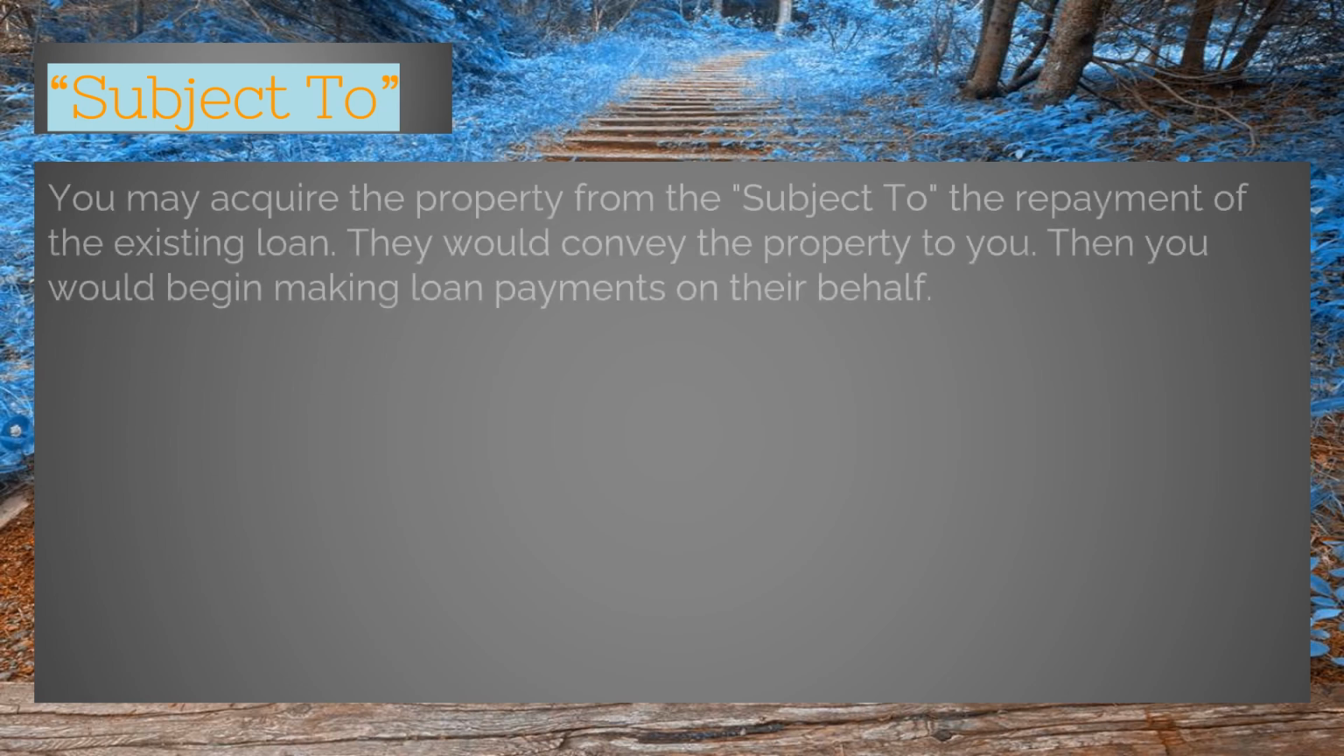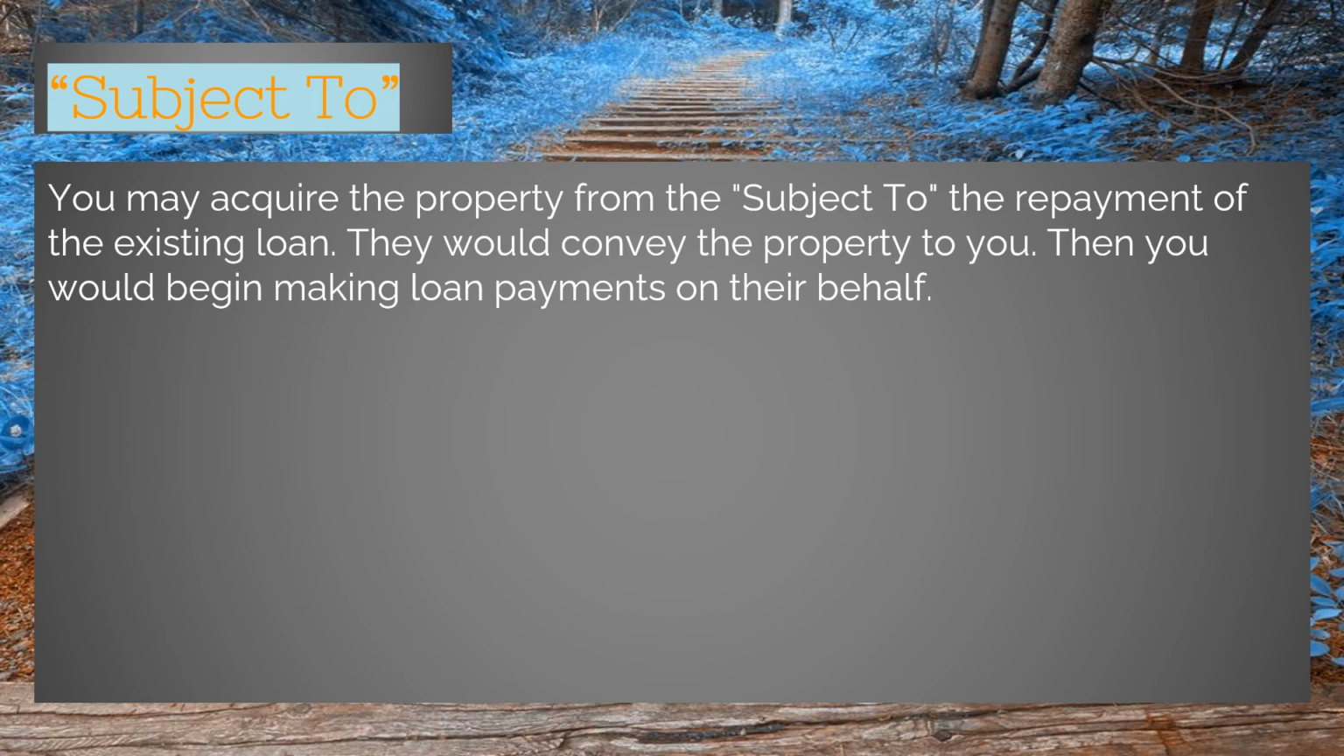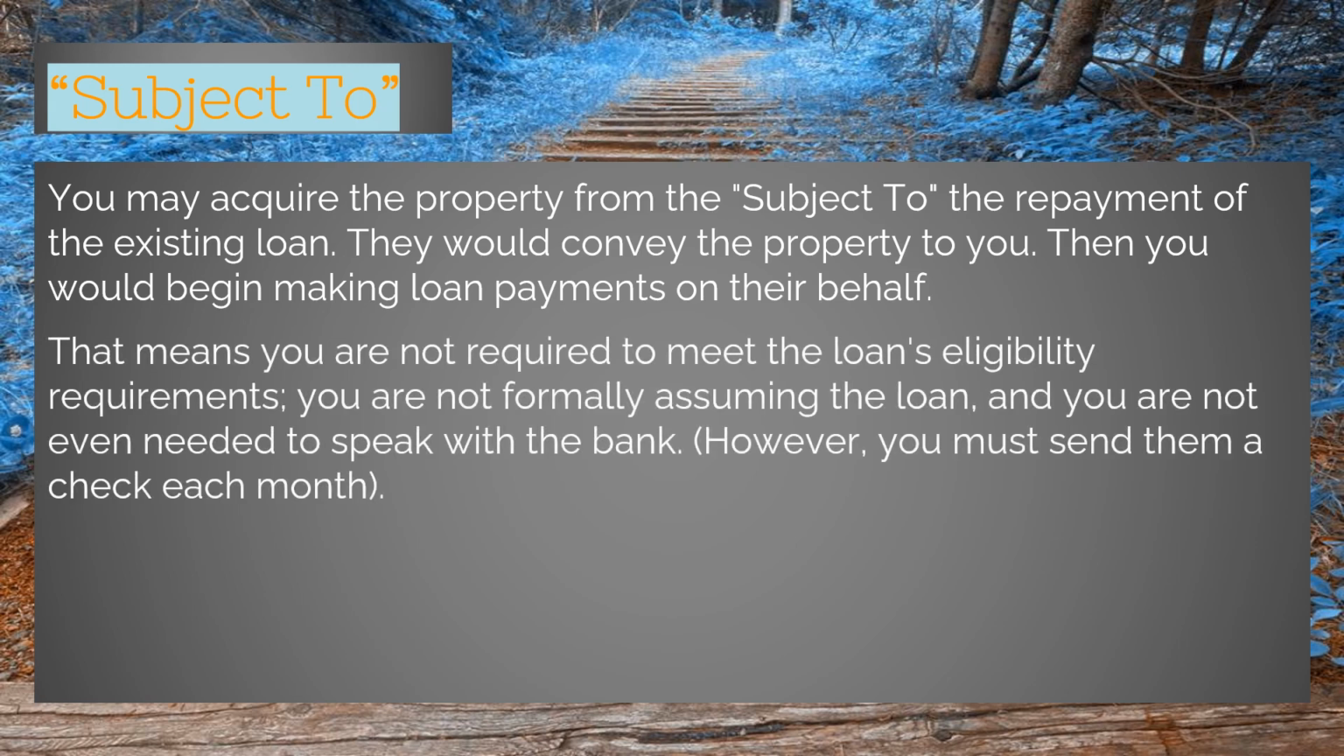You may acquire the property subject to the existing loan. They would convey the property to you, and then you would begin making the loan payments on their behalf. That means that you are not required to meet the loan's eligibility requirements. You are not formally assuming the loan. You don't even need to speak with the bank. However, you must send them a check each month.